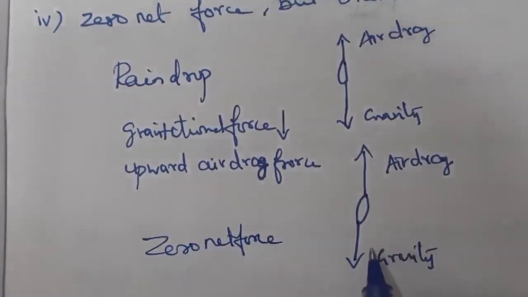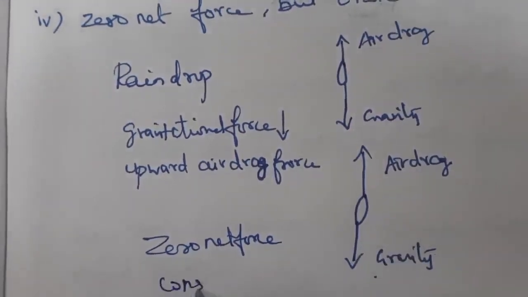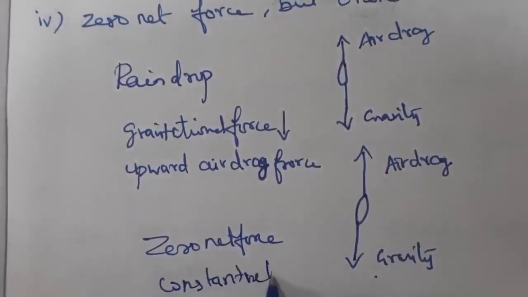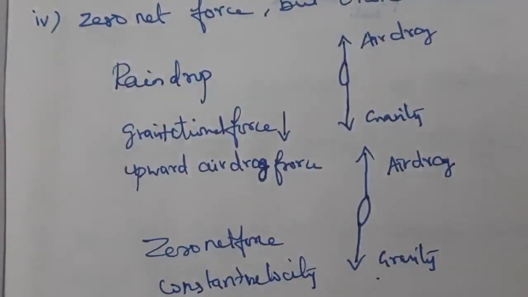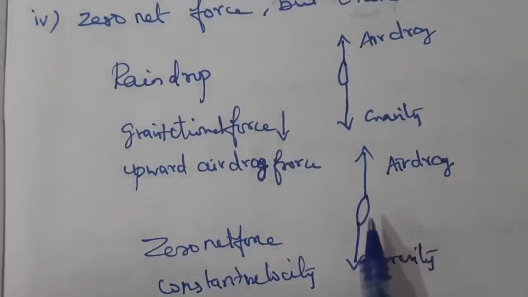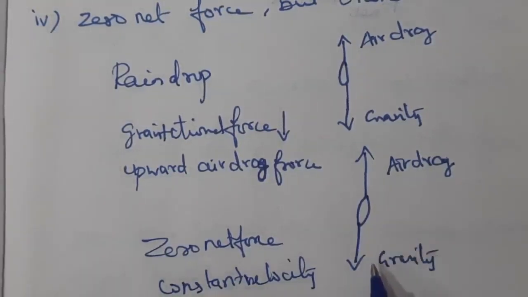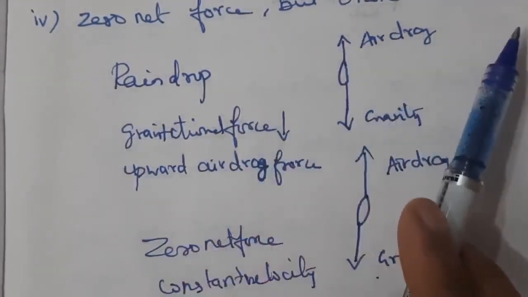But this raindrop moves with a constant velocity. Hence the raindrop comes with a zero net force, therefore with zero acceleration, but with the non-zero terminal velocity. This is case 4. That is zero net force, but there is motion.